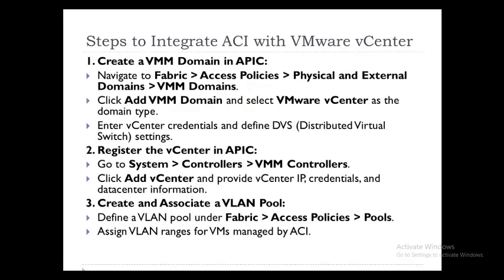See, to register vCenter, you should not go to Fabric, you should go to System. But for creating VMM domain or creating VLAN pool, you went where? Fabric. Registering vCenter is with the ACI, the system itself. So go to System Controller, VMM Controller. There you will have an option to add vCenter. When you click on that, you will have a template where you should provide the IP address and the credentials.